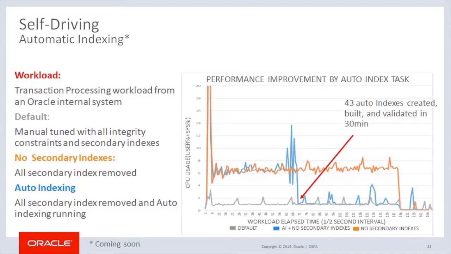For untuned applications, development frameworks and object relational mappers often only generate primary key indexes and sometimes foreign key indexes. Auto-indexing augments existing primary and/or foreign key constraints to improve performance. It supports single-column and concatenated indexes, function-based indexes, and compression advanced low. In this example, you can see how ATP created 43 auto-indexes in just 30 minutes to improve performance.